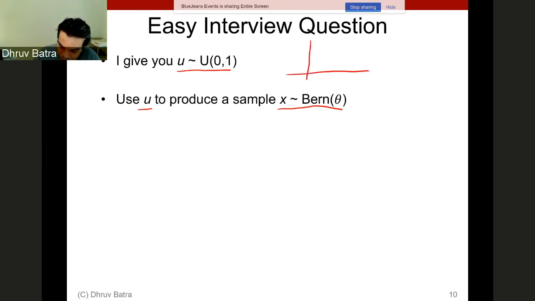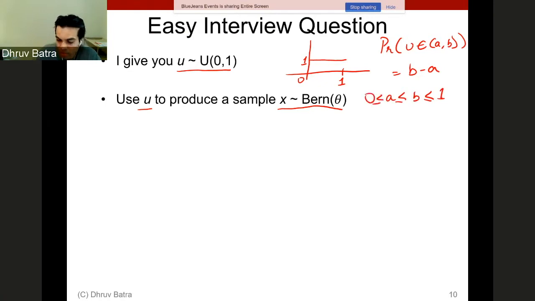Just a reminder, a uniform distribution is continuous uniform between 0 and 1, and has a density function of 1. The probability of u lying in any set a comma b is b minus a, the length of that set, for a less than or equal to b. That's what we mean by a uniform distribution on the interval 0 to 1: the probability of any subinterval is proportional to the length of that subinterval. So you get a uniform random number generator.